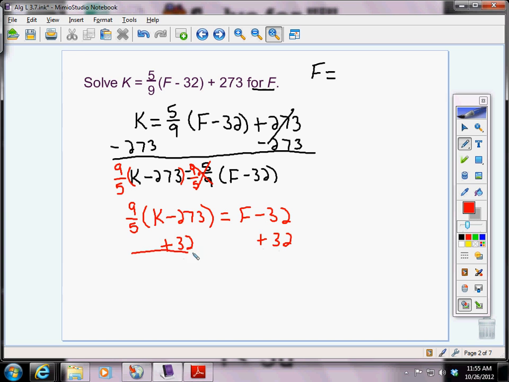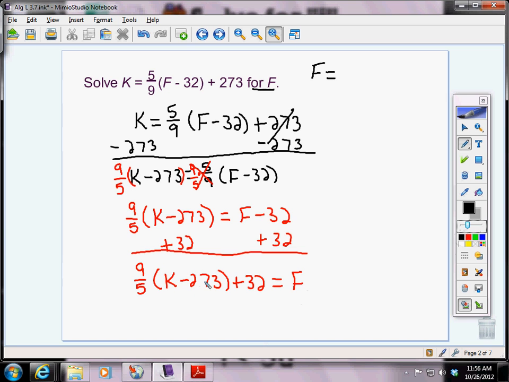It does look a little weird here on the left side, but there's nothing we can do. Remember, the formula was kind of weird looking to begin with. So we can just leave this as 9/5 times the quantity K minus 273 plus 32. And that has to equal our Fahrenheit.